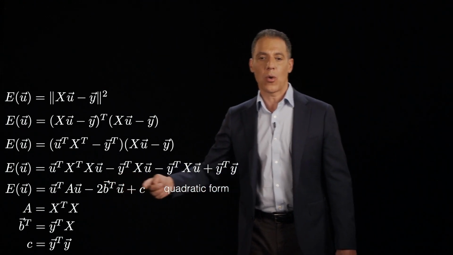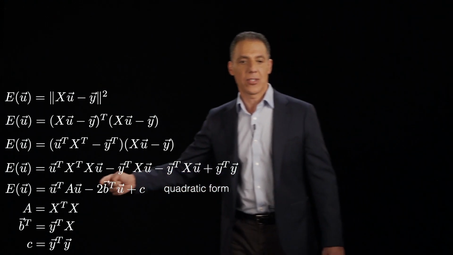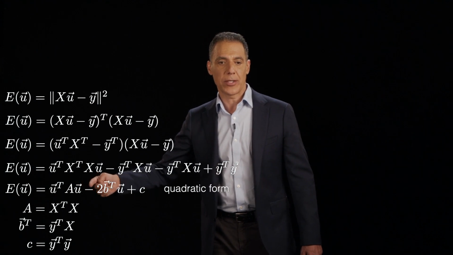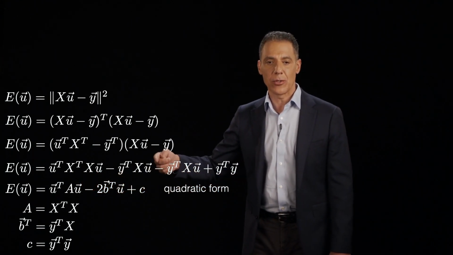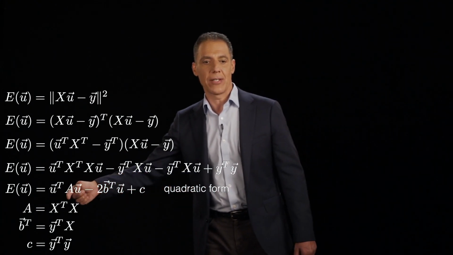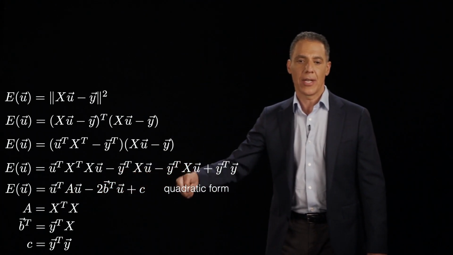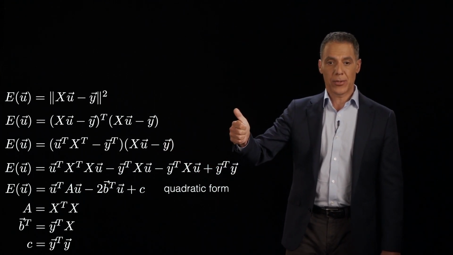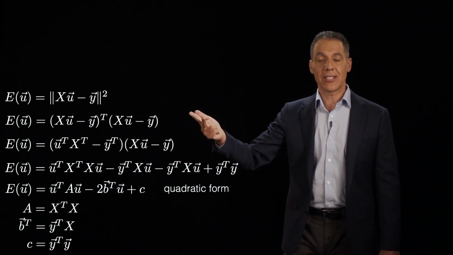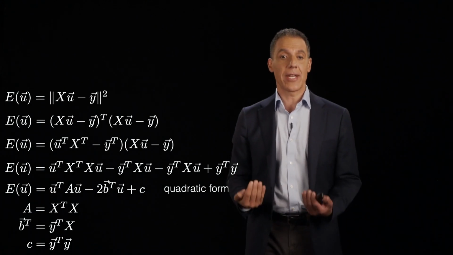This is the so-called quadratic form. Notice that it's quadratic because I have a square term here, a linear term here, and a constant term here. All I've done is simplify the notation so I have an A matrix, a B vector, and a constant C. Remember, the A matrix, B vector, and C scalar are derived from our data.